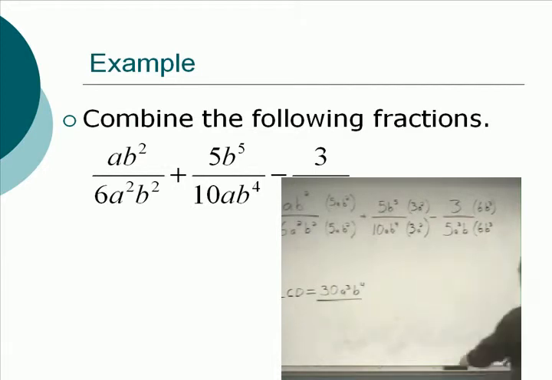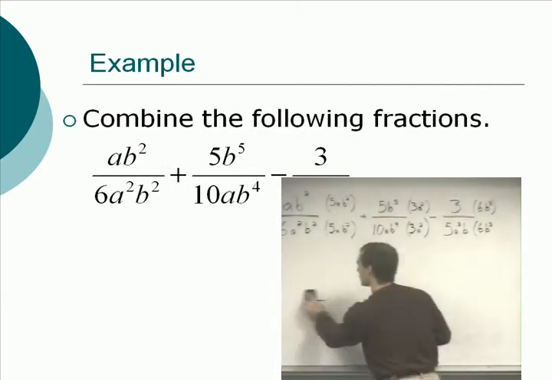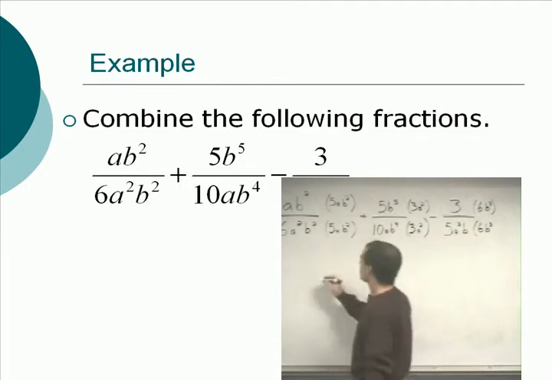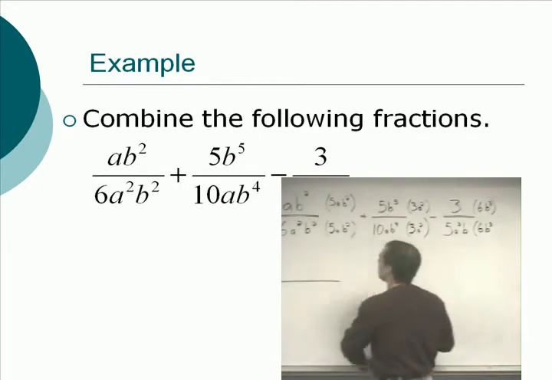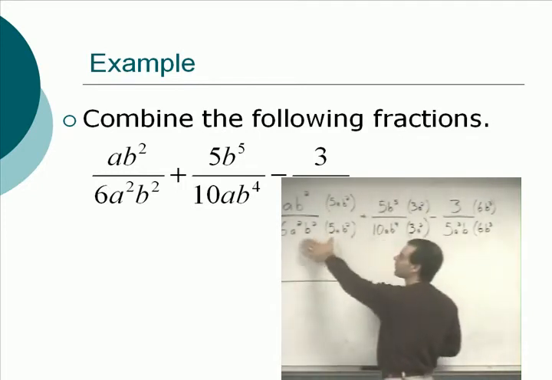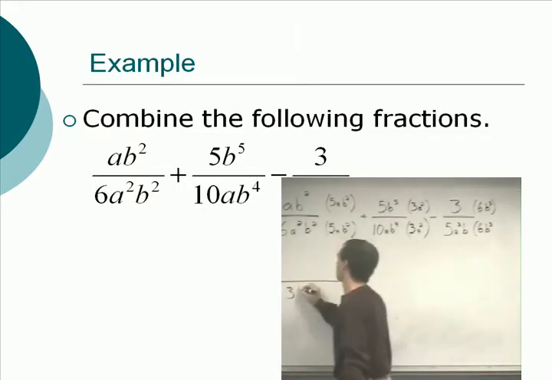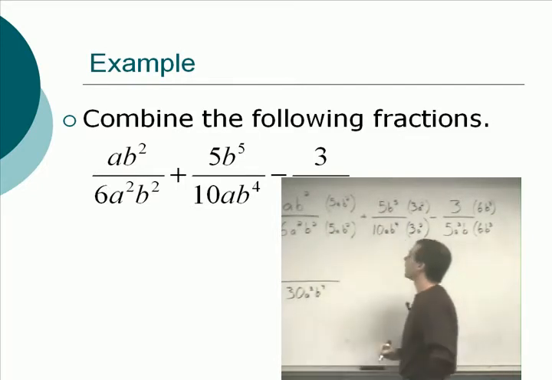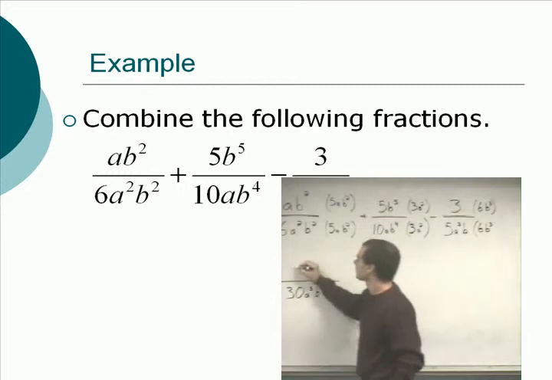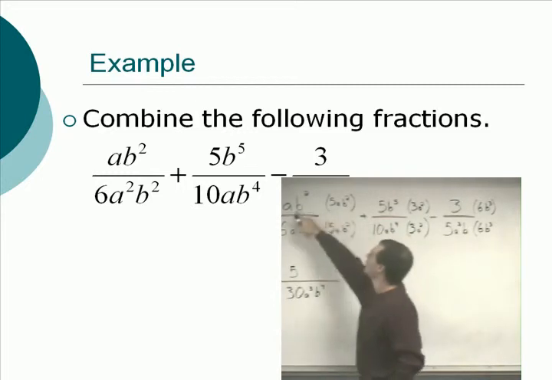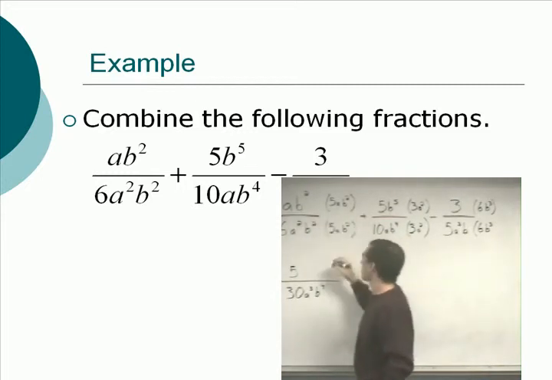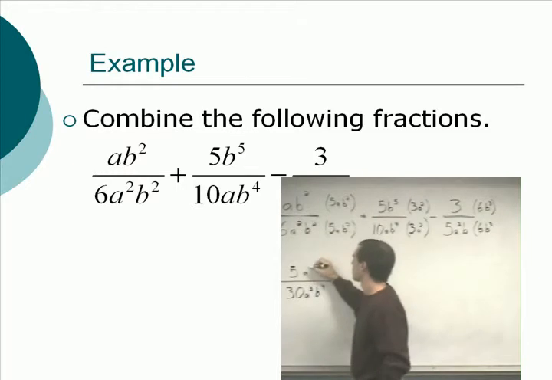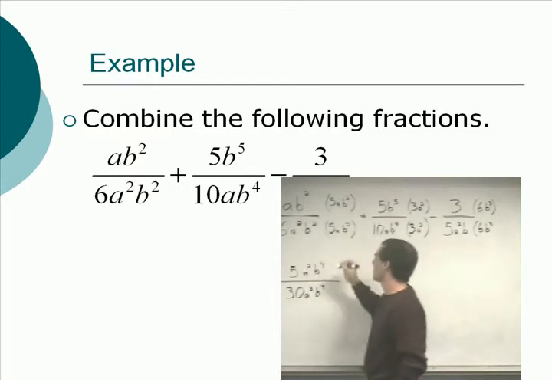Now, we can rewrite this, so I'm going to get rid of the LCD here, just to save a little space. Well, let's do the easy part first. The denominator of this fraction becomes 30 a to the third, b to the fourth. That's our LCD. What does the numerator become? 5a squared, b to the fourth. Yep. Everybody agree with that?